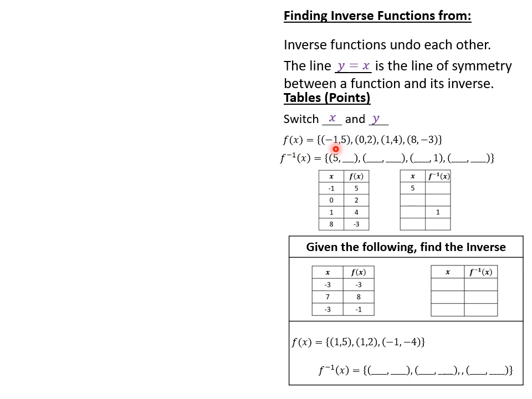So you see here, f of x equals the set of ordered pairs -1, 5, 0, 2, 1, 4, 8, -3, and we see that as a set of ordered pairs or as a table. To come up with the inverse for each, we just switch each of the ordered pairs. So -1, 5 becomes 5, -1. 0, 2 becomes 2, 0. 1, 4 becomes 4, 1. 8, -3 becomes -3, 8. And we can do the same thing in the table. You just switch the x's and y's.